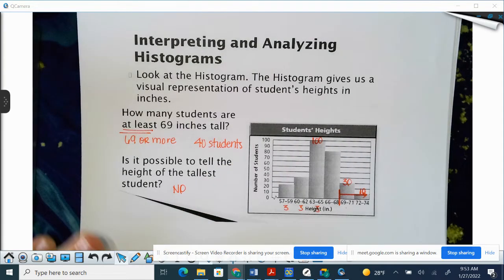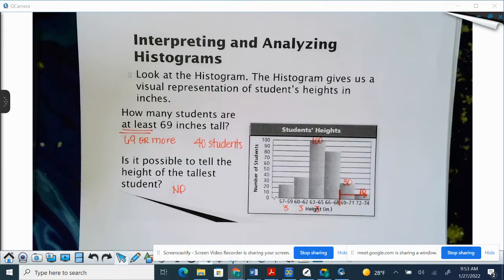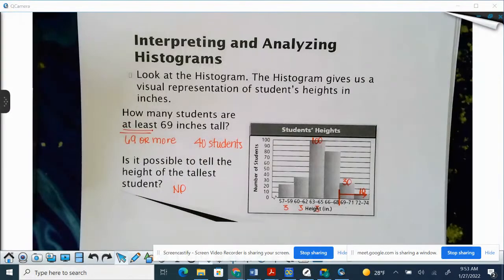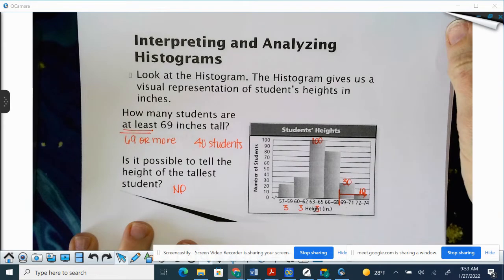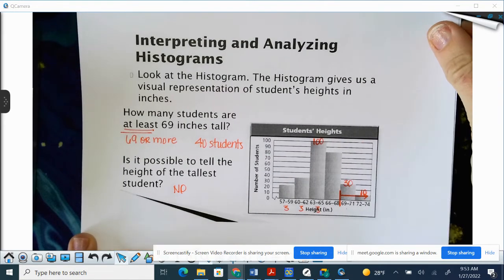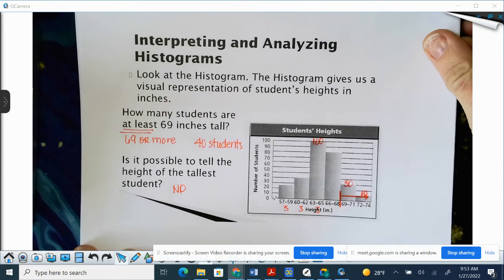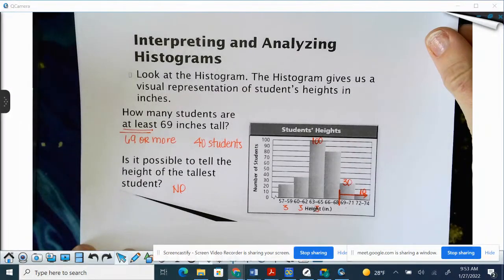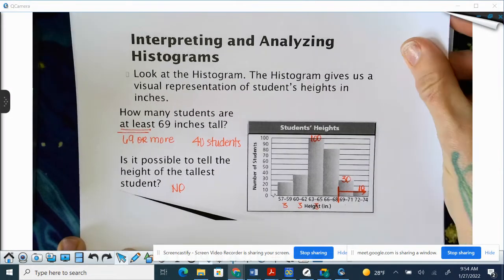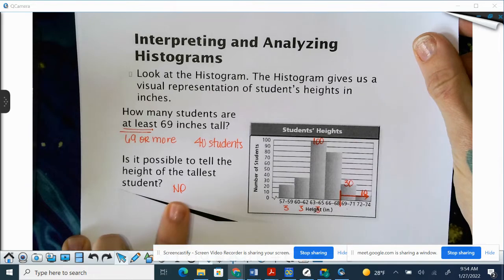If the data was put out in a frequency table, a list, a dot plot, or a stem plot, any of those other different representations of data, then you could. But in a histogram, you cannot give that kind of detailed answer.